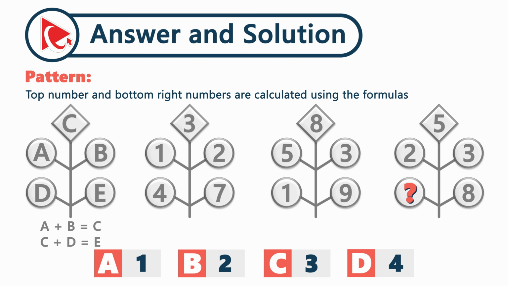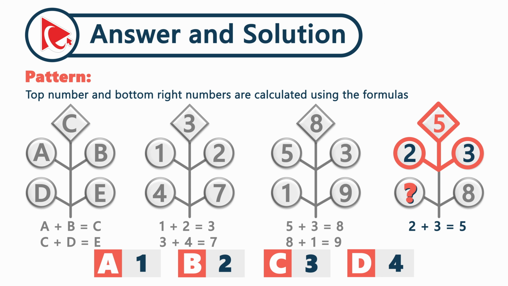Let's take a look at the example. In the first shape, 1 plus 2 equals 3, and 3 plus 4 equals 7. Let's verify this pattern with the second shape. 5 plus 3 equals 8, and 8 plus 1 equals 9. Let's confirm the first expression with the third shape. 2 plus 3 equals 5.